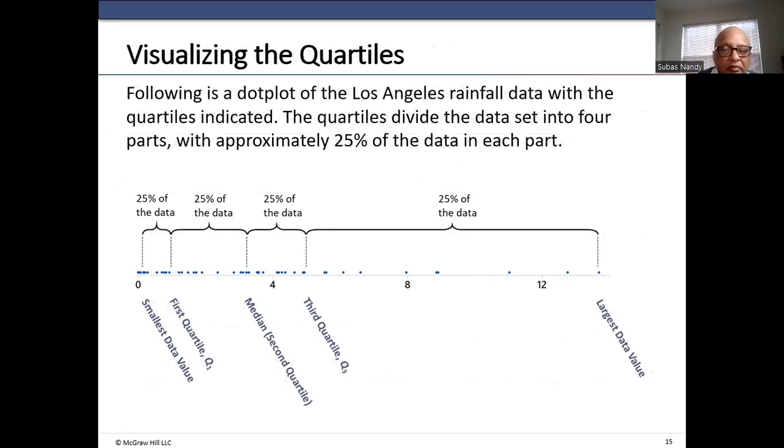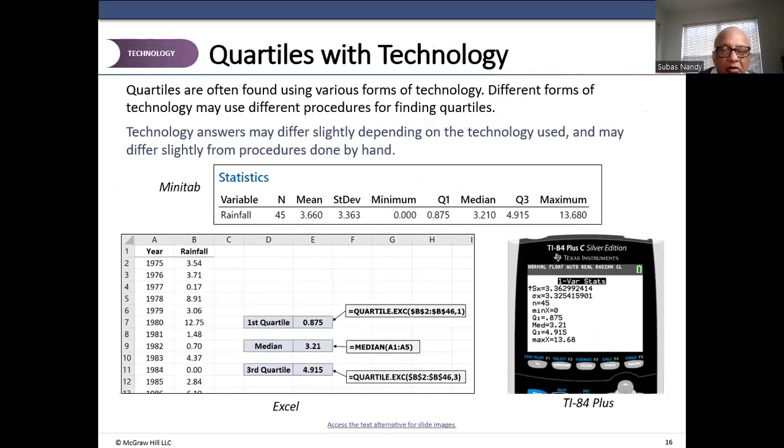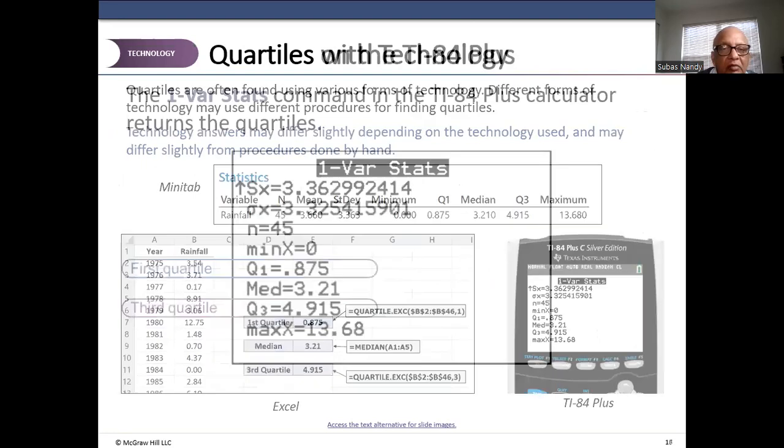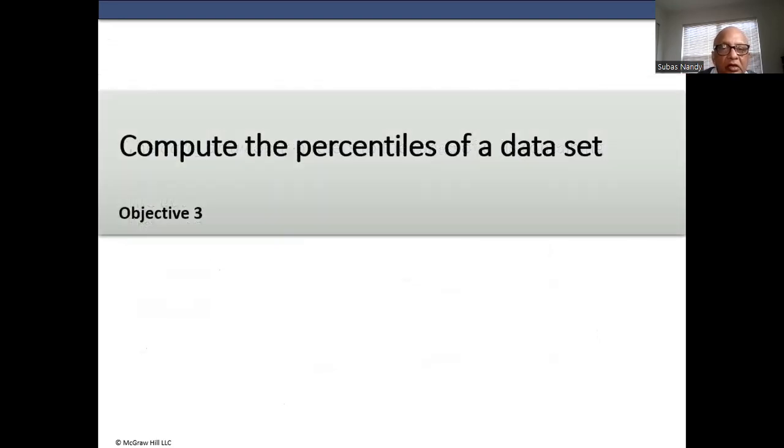And this is the picture. And they show you how to do it. Basically, you scroll down to get, first the minimum, then Q1, then median, then Q3, and then the maximum. Okay. We will not use Excel.